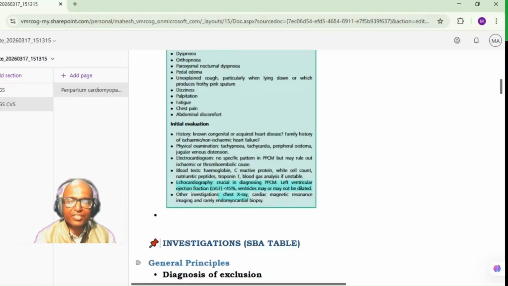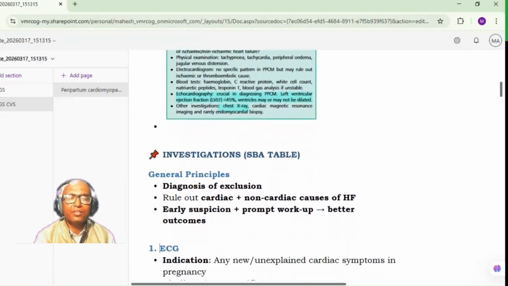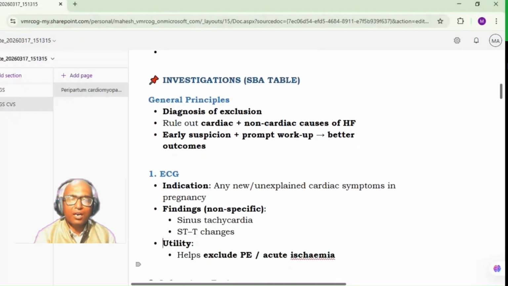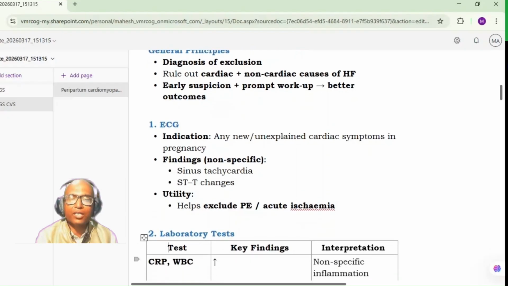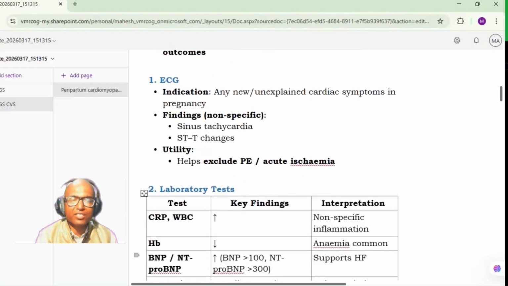Then what are the investigations? What we have to do is ECG. Any new or unexplained cardiac symptoms in pregnancy will be evaluated by ECG. The findings may be non-specific, such as sinus tachycardia or ST-T changes. It helps to exclude pulmonary embolism and acute ischemia. Then lab tests such as CRP or WBC levels will be increased. These are the non-specific inflammatory markers.